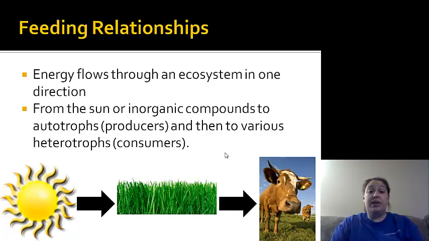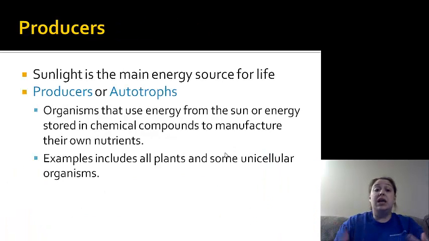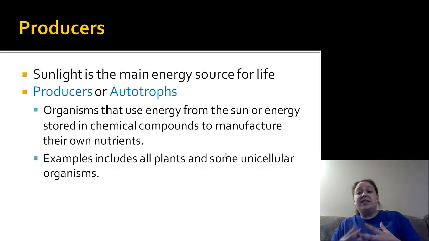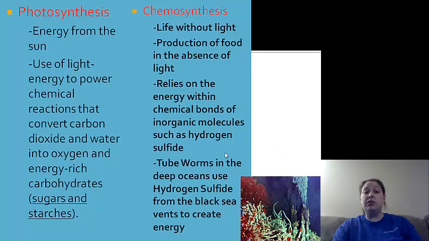Energy flows in one direction through an ecosystem, from the sun or organic compounds, to autotrophs, which are also known as producers, then to various heterotrophs, also known as consumers. Producers: sunlight is the main source of all light on this planet. Producers and autotrophs are the same thing. They use the energy from the sun or from chemical compounds to manufacture their own nutrients. Examples are plants and some unicellular organisms.